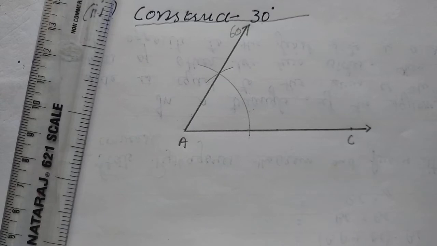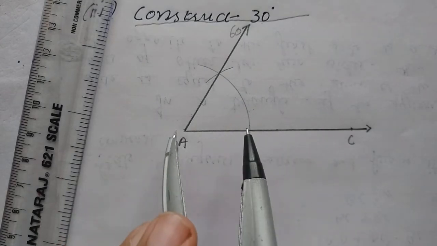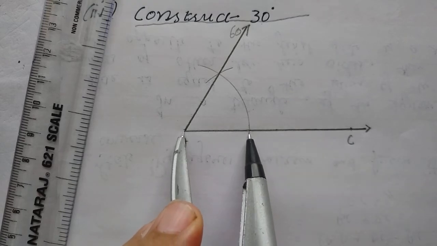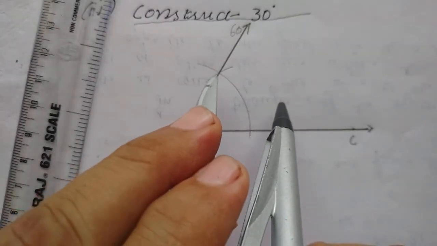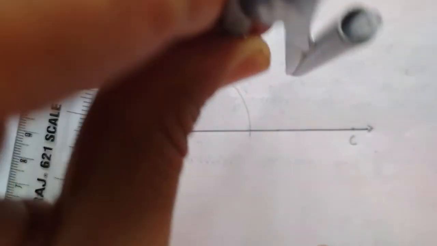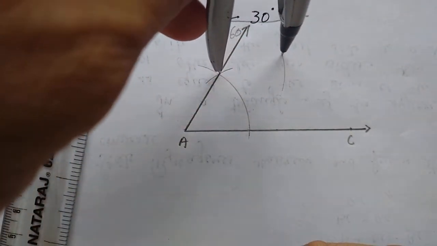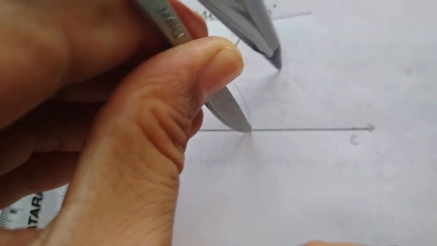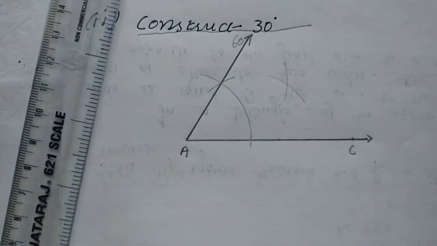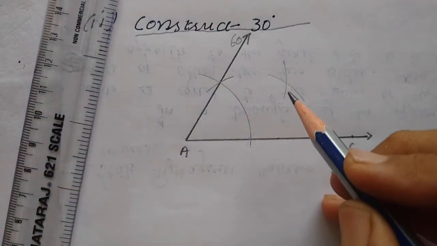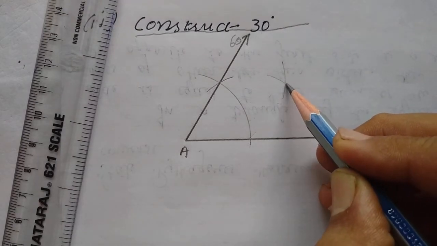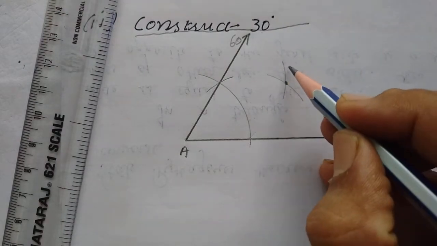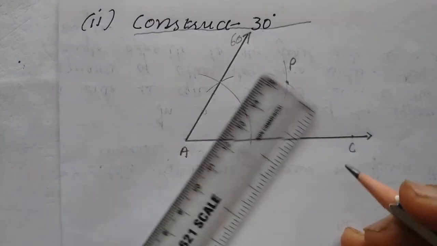Now children, we have to draw the bisector of that. This radius we have taken in the beginning, and we are not changing it. So from this point, one arc here we will draw. From this point, another arc we will draw. Children, don't do it a second time, don't overwrite. This point we call P, join AP.